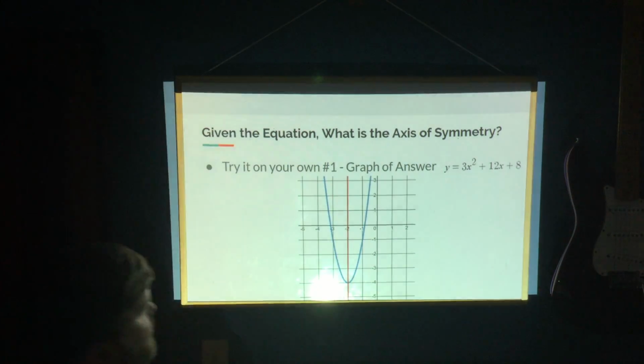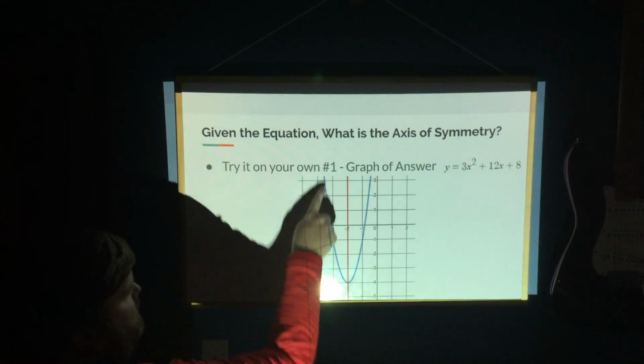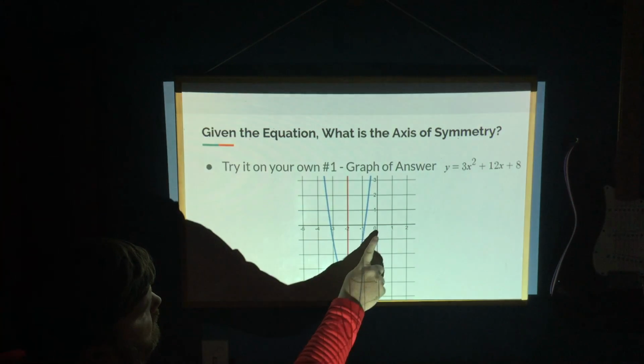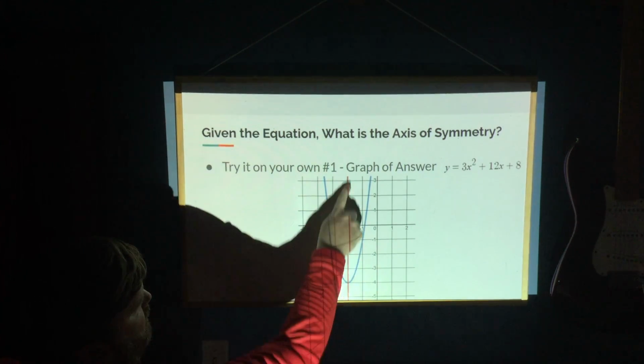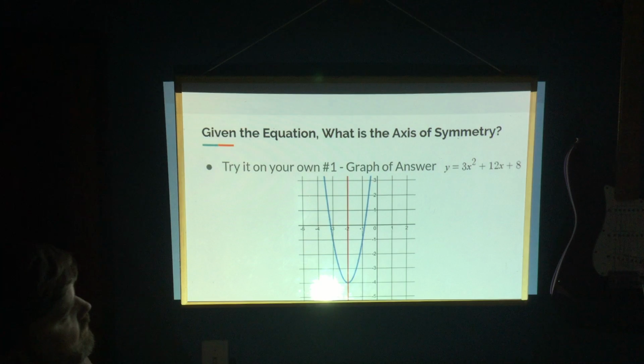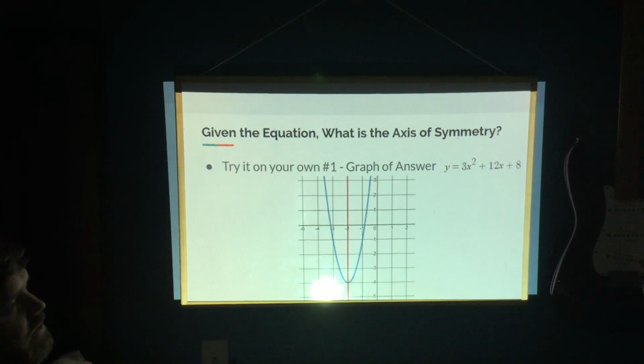And once again, here's the graph of it. So you can see there's the parabola, there's the origin, negative 1, negative 2, there's the red line, whose equation is x equals negative 2.